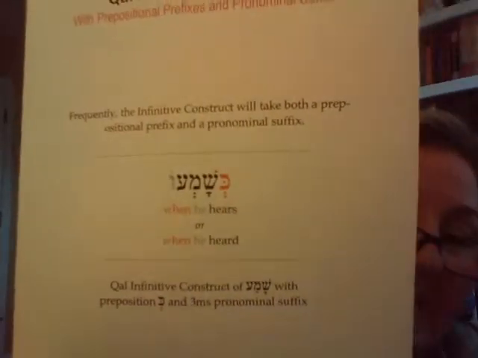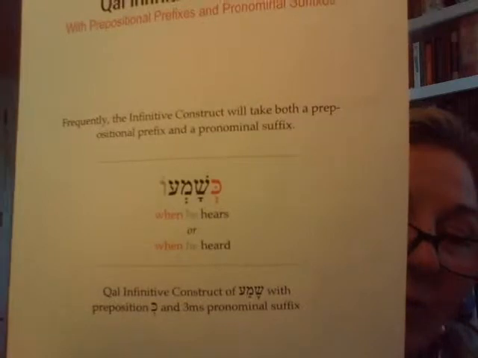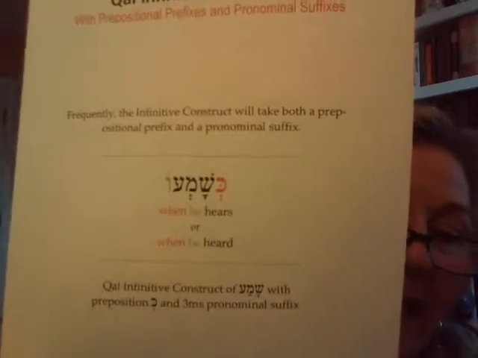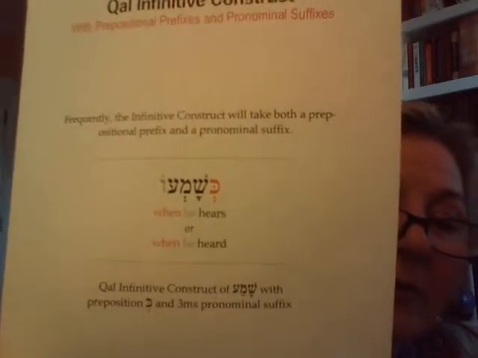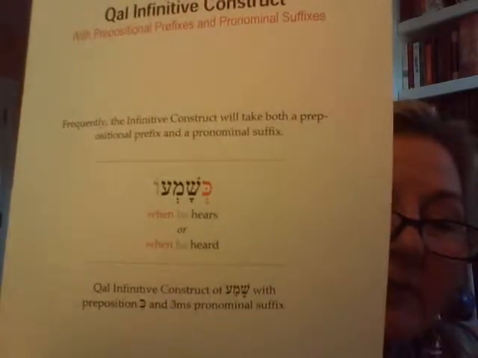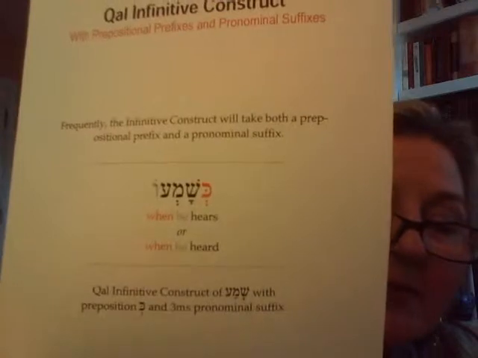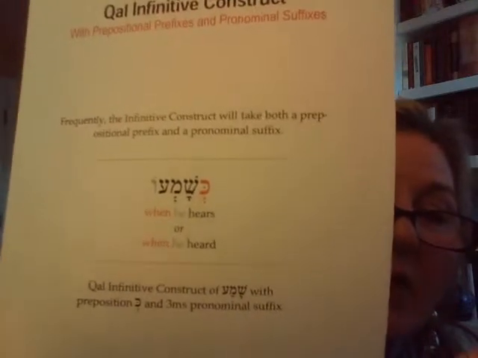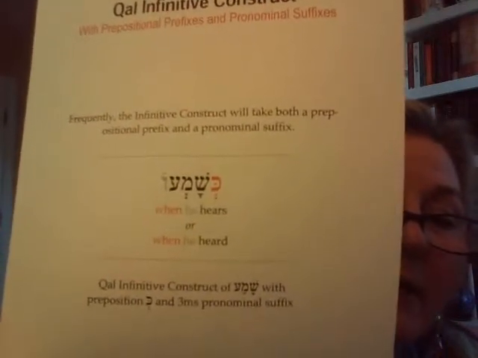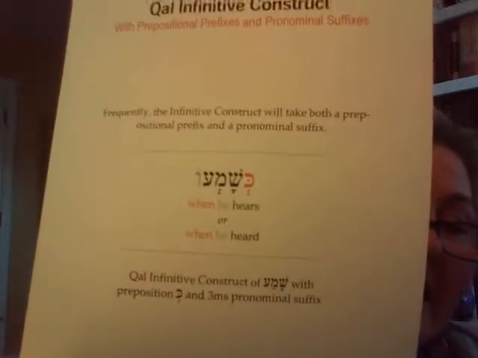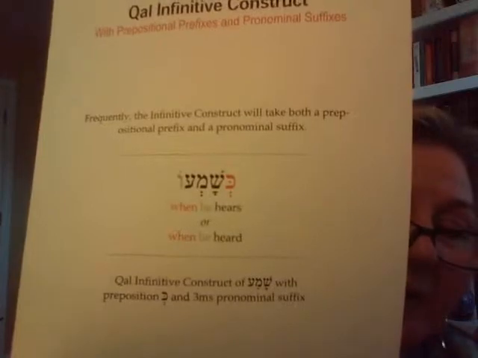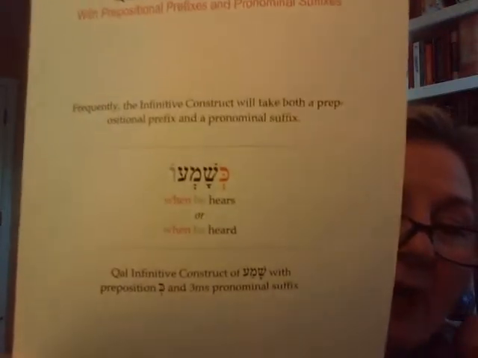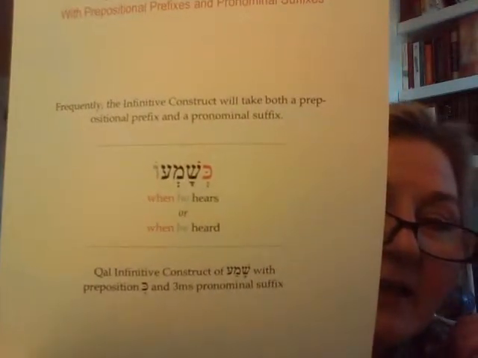And it's going to be translated when he hears or when he heard. What you have here is the Qal infinitive construct shmo with the preposition kaf and the third masculine singular pronominal suffix. So the kaf in front means when, and he hears, and of course the he is the third masculine singular pronominal suffix.